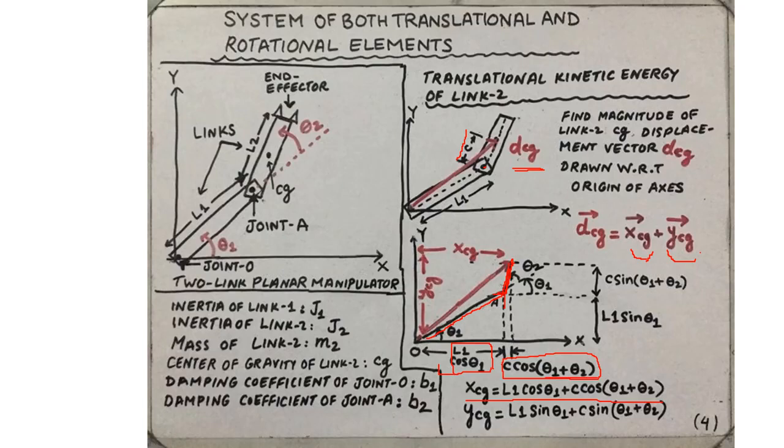Likewise, write down the y component of dCg. So yCg is the y component, and again we look at this vector dCg and wish to compute the length of this vertical line, which is simply a sum of L1 sine θ1 plus c times sine (θ1 plus θ2).